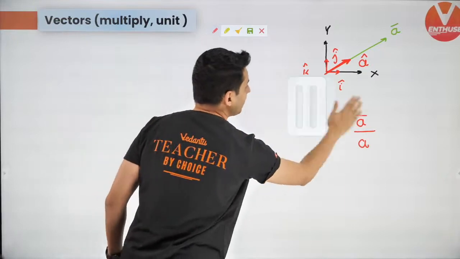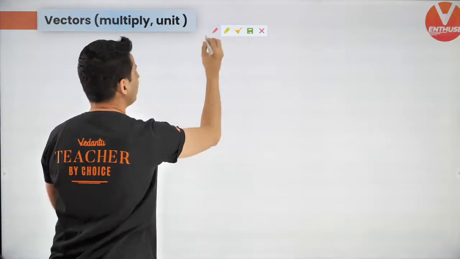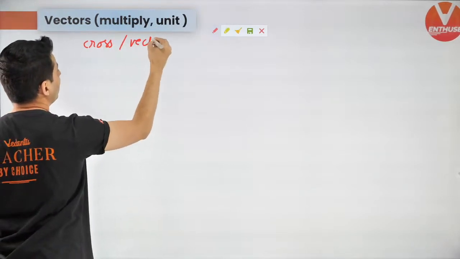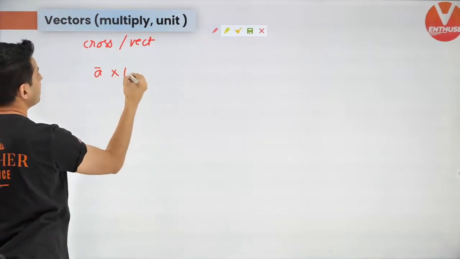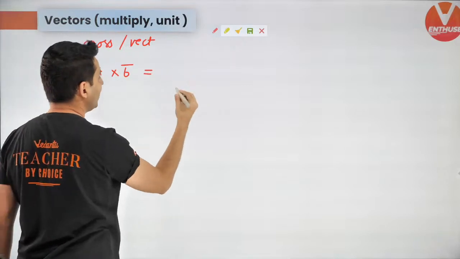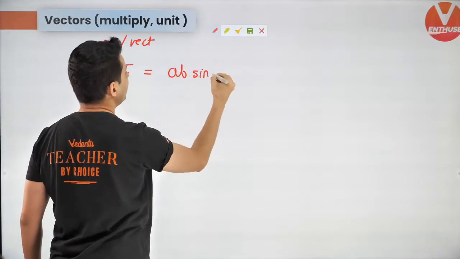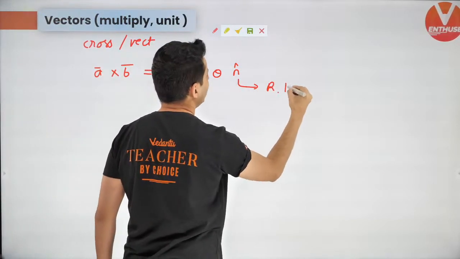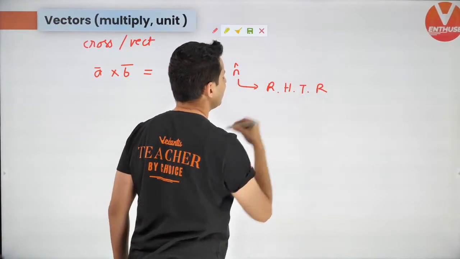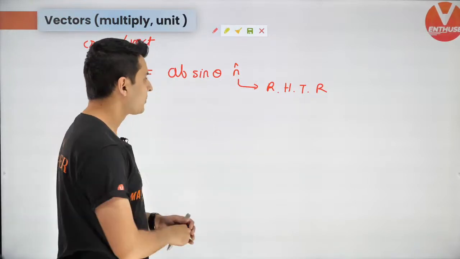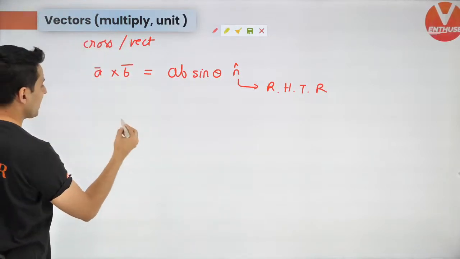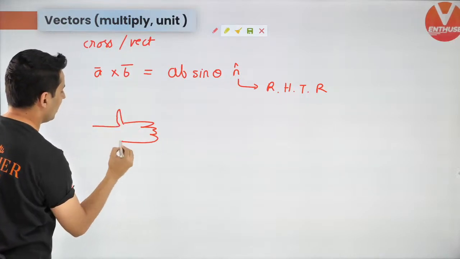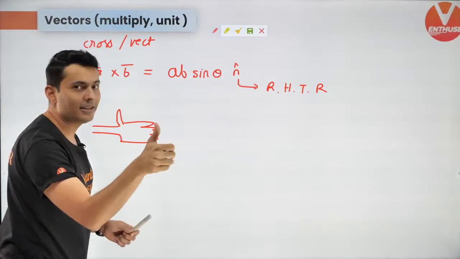Next thing that you need to keep in mind is the cross product, or vector product. So if I do A cross B, it will be nothing but AB sine theta n hat. This n hat is given by the right hand thumb rule. Keep this in mind, right hand thumb rule. So if these are your fingers, this is your thumb.